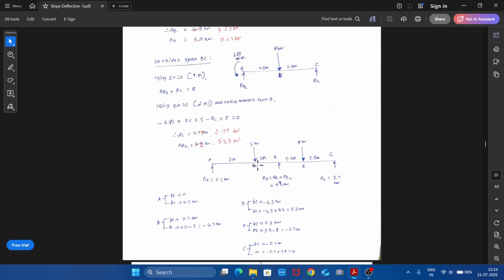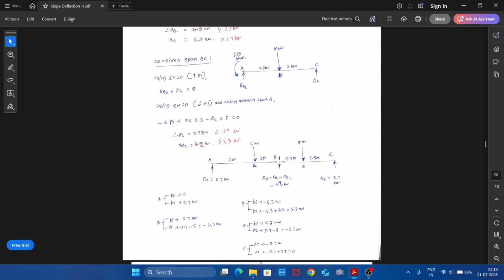Then come to point E. Position 1 means stand at E itself and see to the left side. Therefore, whatever we have here, this can be transferred here. Then P2 means position 2, that is just to the right of E. So if we stand here, in addition to the value we have obtained up to this, minus 5. So left down, minus 5. So 0.7 minus 5, minus 4.3.